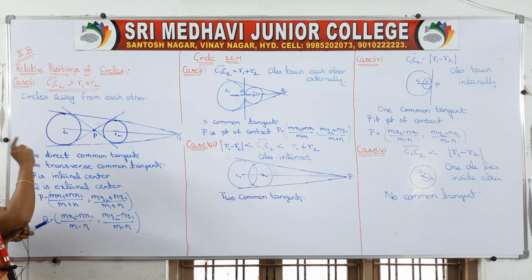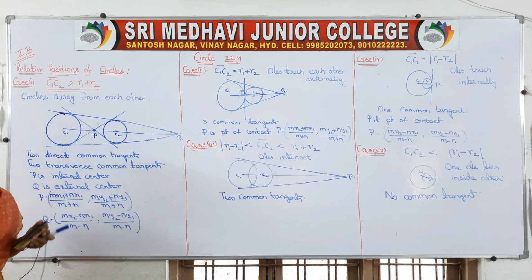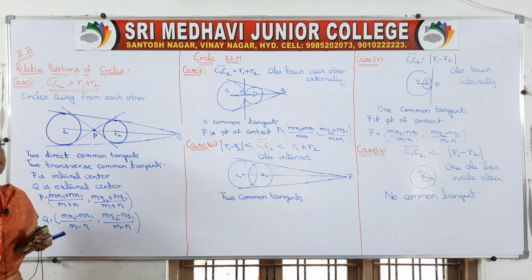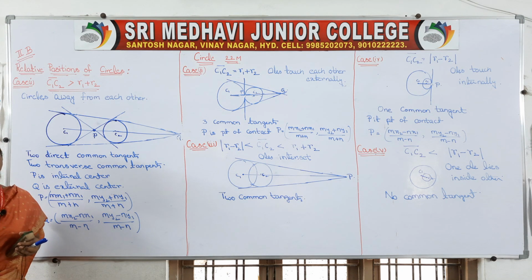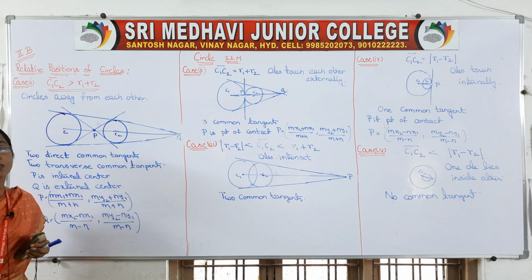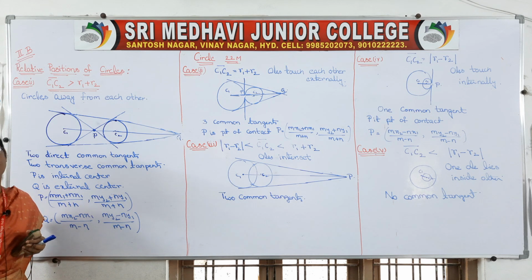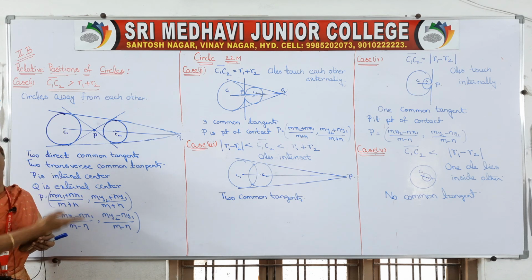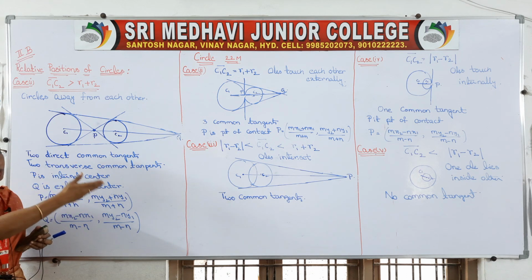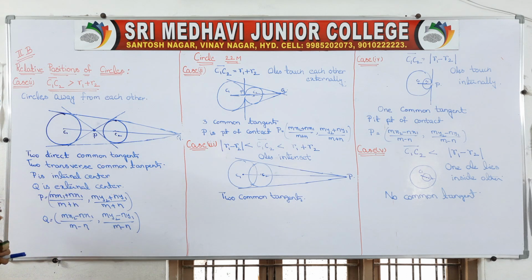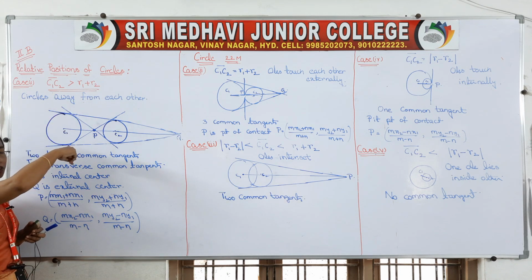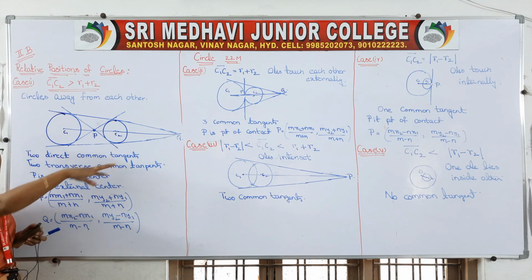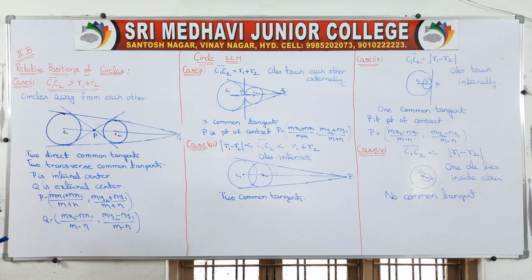So we have to find the center and radius of the first circle, C1 and R1, and the center and radius of the second circle, C2 and R2. After that, find the distance between C1 and C2. Then we have to check all these conditions. If any condition is satisfied, we can write that they are away from each other, touch each other, or intersect each other, and we can write the number of common tangents also. These are the formulas for each case and its number of tangents.